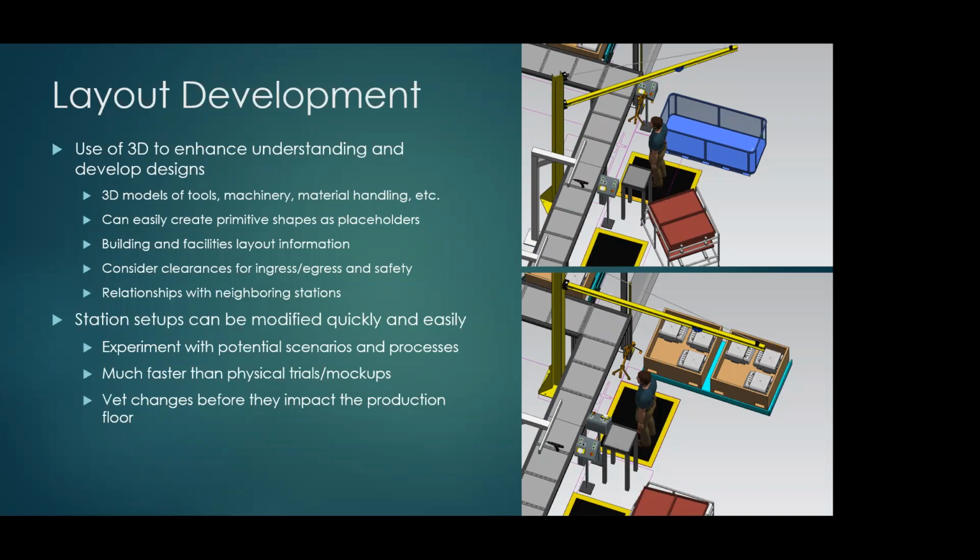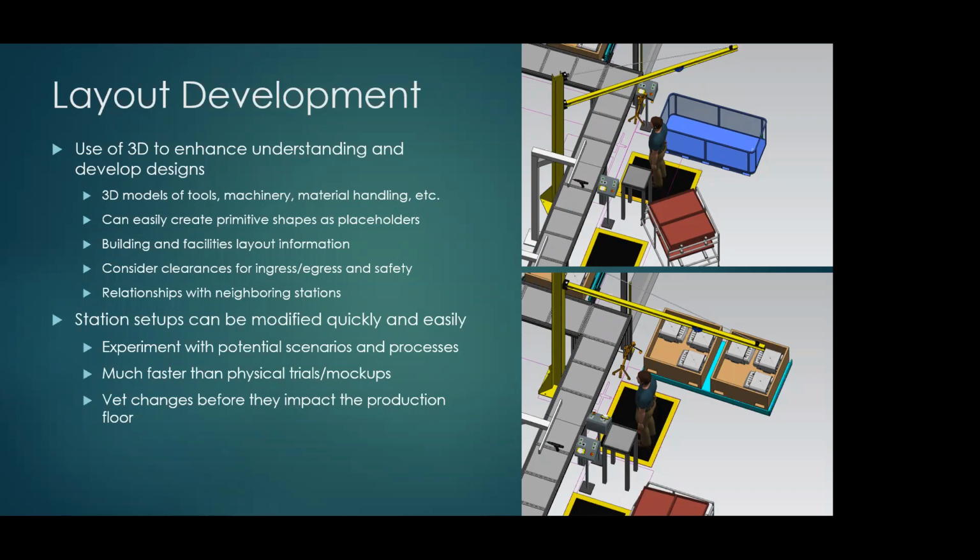Again, we always want to consider our operators, right? So clearances for ingress and egress, how can they get in and out of the station? Pinch point clearances for safety, arc flash clearances, and then taking a look at relationships with neighboring stations, right? So if we create a simulation model of the entire line, we can really see how all of these stations interact with one another. And we can see an example on the right of two different layouts for the same workstation. Doing these modifications in Process Simulate takes a matter of minutes.